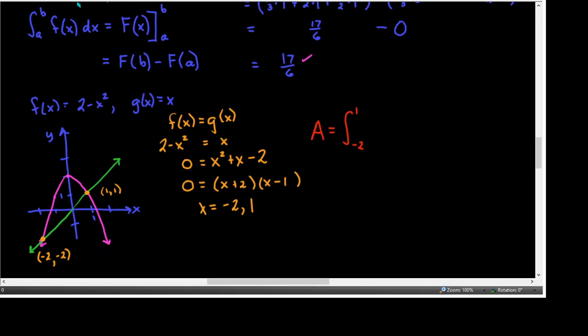So it's really important, and I probably should have labeled these better. The green one was G, and the pink one was F. And if I don't do that, please notice that I'll probably have to go back and do that so I know which is which. Anyway, so the integral will be of the top function, the f function, 2 minus x squared, minus the bottom function, which is x, the green one, g, dx, and then do the integration.